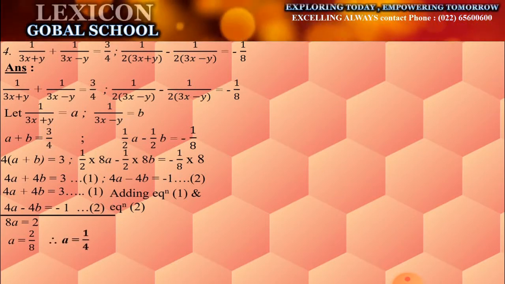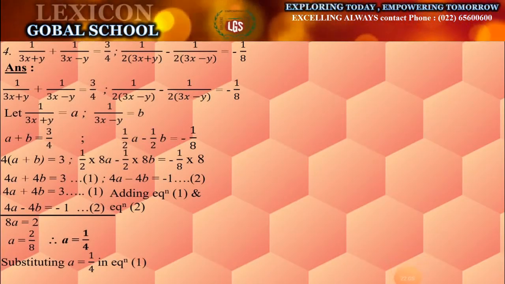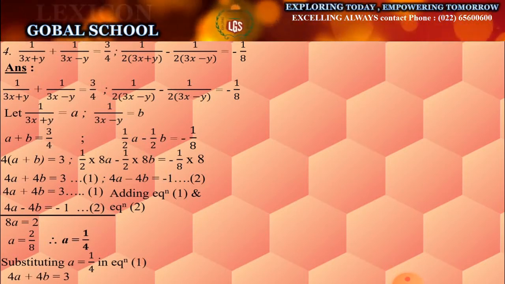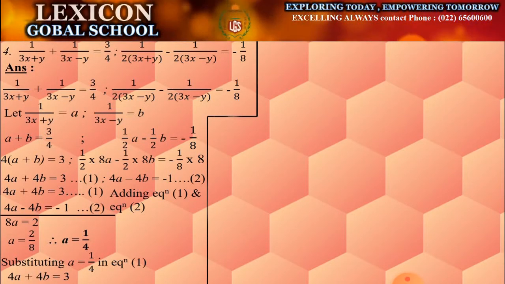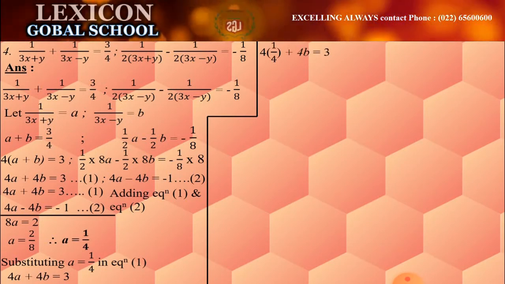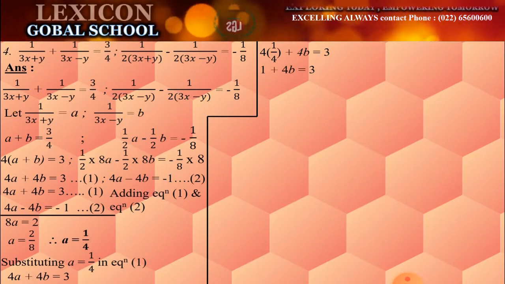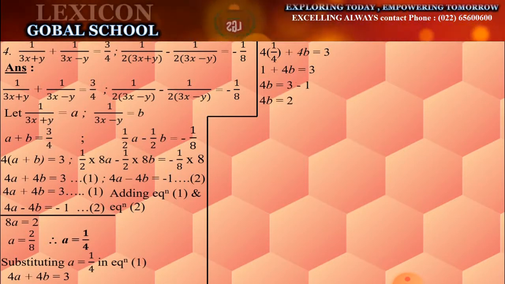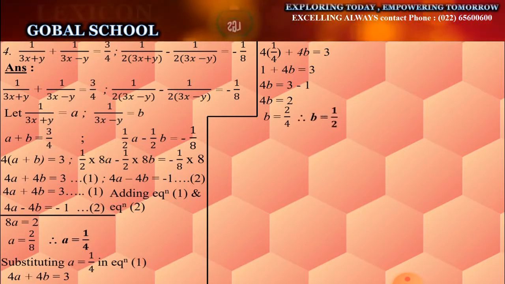Let us substitute the value of a as 1/4 in equation 1. So, our equation 1 is 4a + 4b = 3. Instead of a, we are going to substitute it by 1/4. Therefore, 4 into 1/4 plus 4b is equal to 3. 4 and 4 get cancelled. 1 + 4b = 3. 4b = 3 − 1. 4b = 2. b = 2/4. b = 1/2.